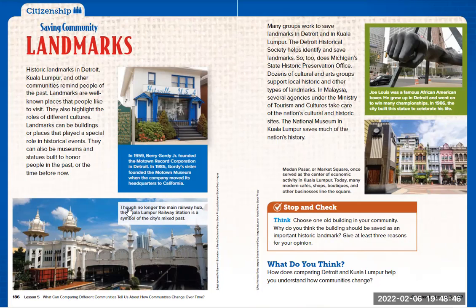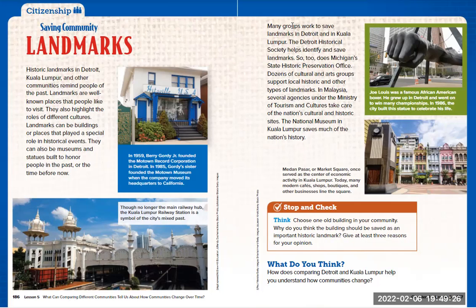And here on the bottom, we have, though no longer the main railway hub, the Kuala Lumpur railway station is a symbol of the city's mixed path. You can see, even in the other lesson, we talked about how when a community has multiple groups living in there, the buildings are going to show it because they're going to have different designs than buildings made by just one group. So you can see it here that even though we know the Portuguese, the British, and the Dutch came, their buildings might not be designed exactly the same as these ones are. And this is the Kuala Lumpur railway station.